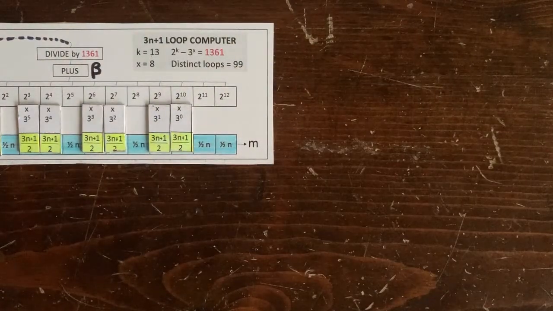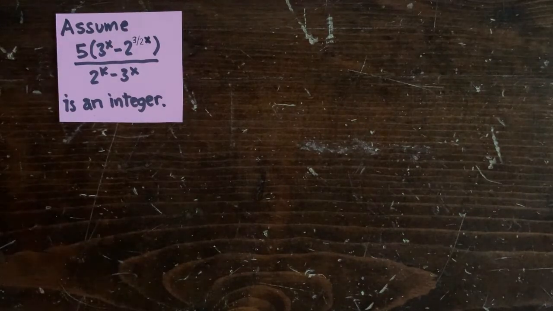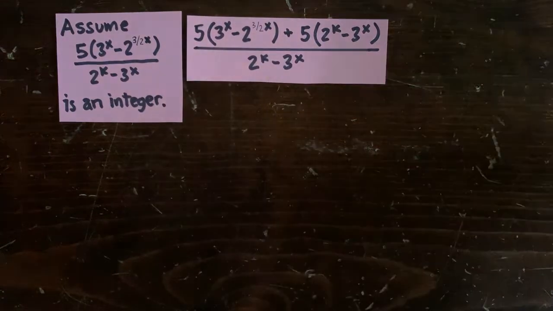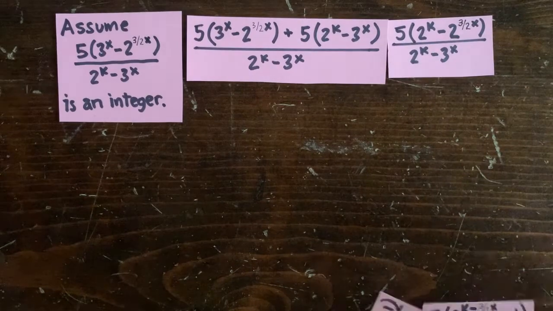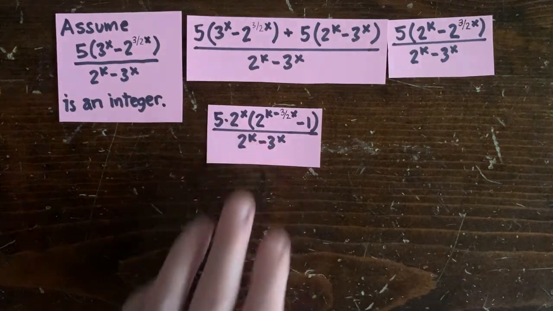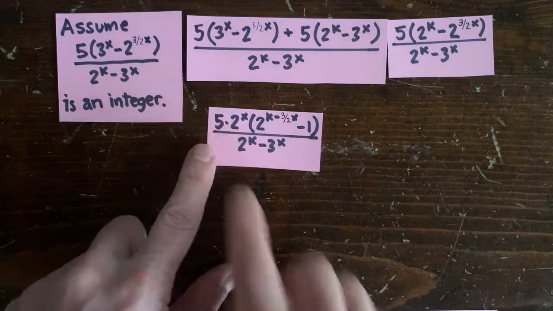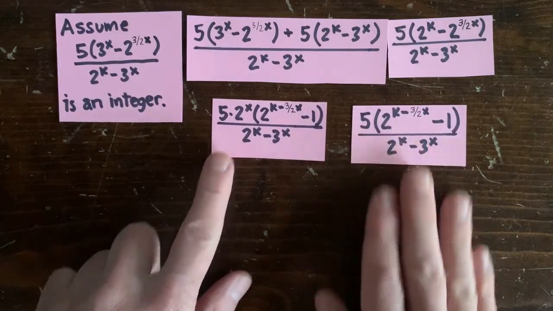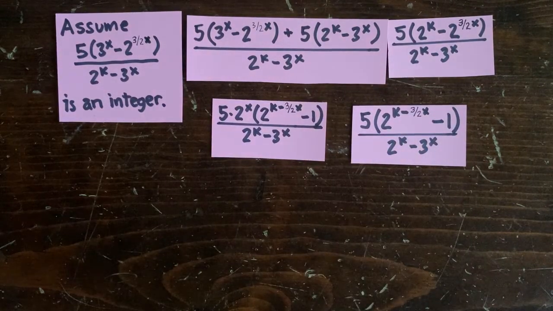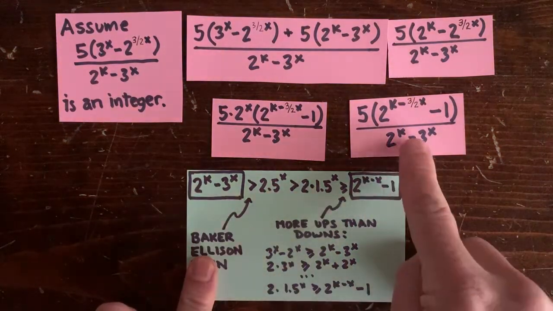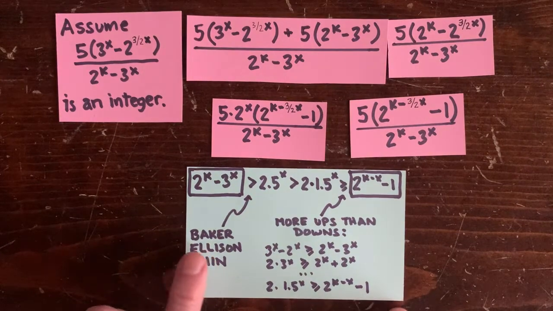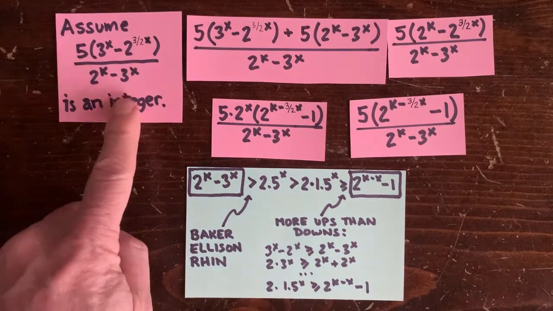So let's show that this beta divided by 2 to the k minus 3 to the x is never an integer. So first let's assume it is an integer. That means this also has to be an integer. Here we've added 5 denominators to the numerator this time. So this also has to be an integer, and this has to be an integer. And here's the key trick again. We can cross off all these 2 to the x's and wind up with something even smaller than we got last time. So with this, we can easily show the denominator is bigger than the numerator, so it's not an integer. Our assumption must have been wrong, and so there's no loops of this type.